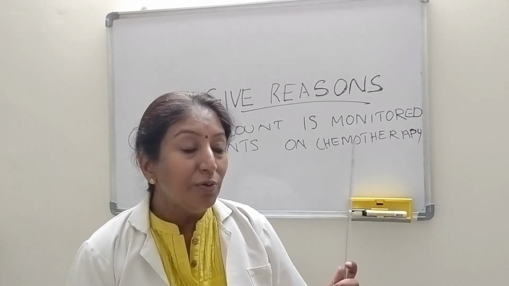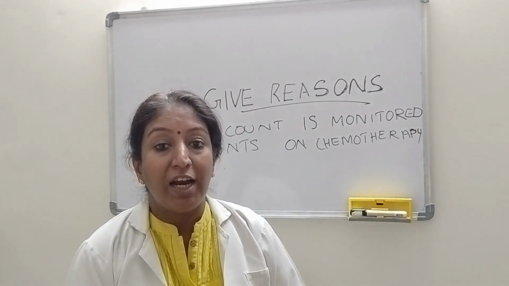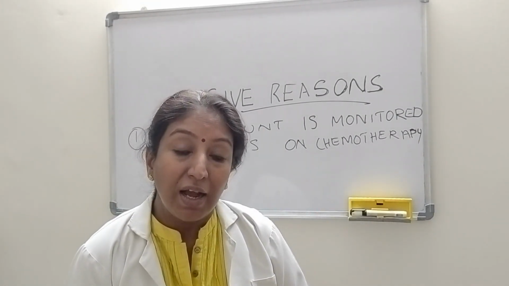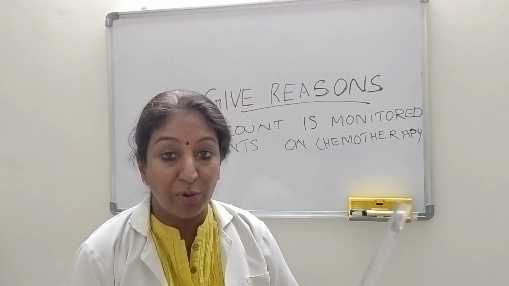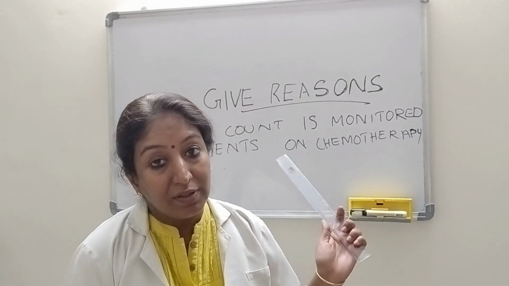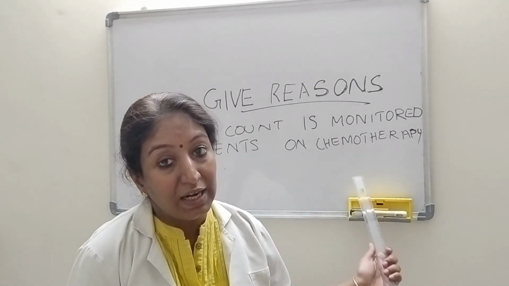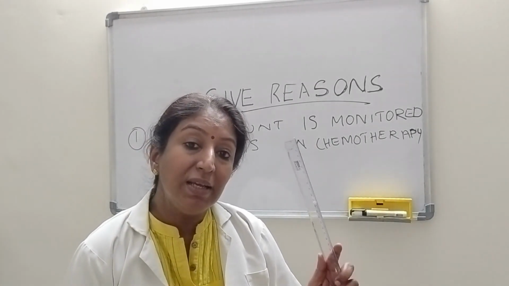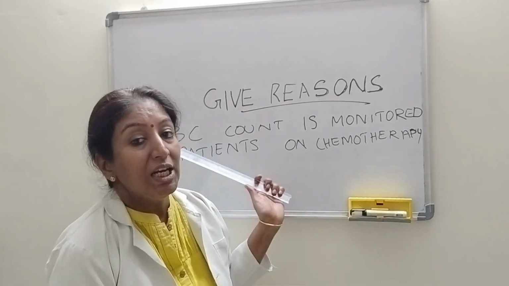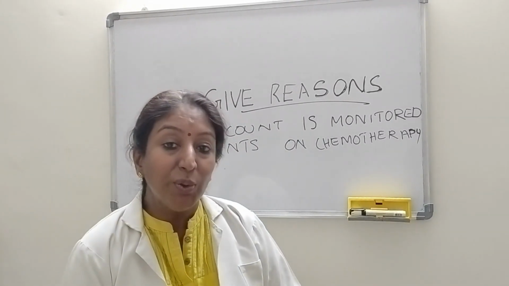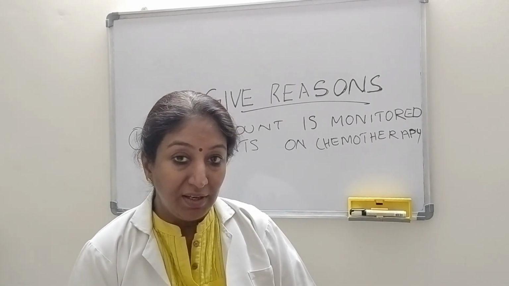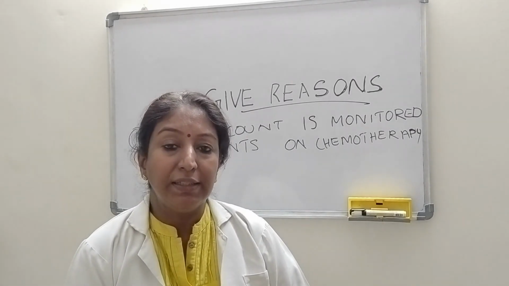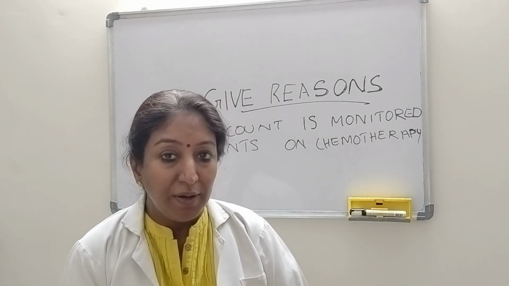So it's the most important factor that we have to check the cell count before adjusting the dosage of the chemotherapy. The doctor has to see the cell count before the chemotherapy. If there is a decrease in the WBC count, it indicates the patient is vulnerable to infection. Most of the chemotherapeutic agents have this myelosuppressive property.